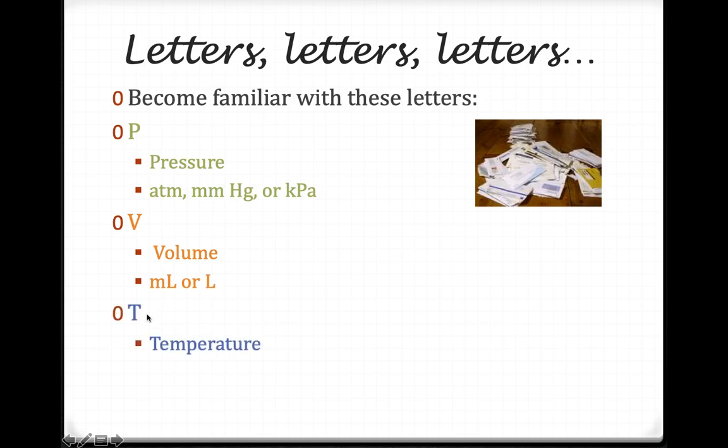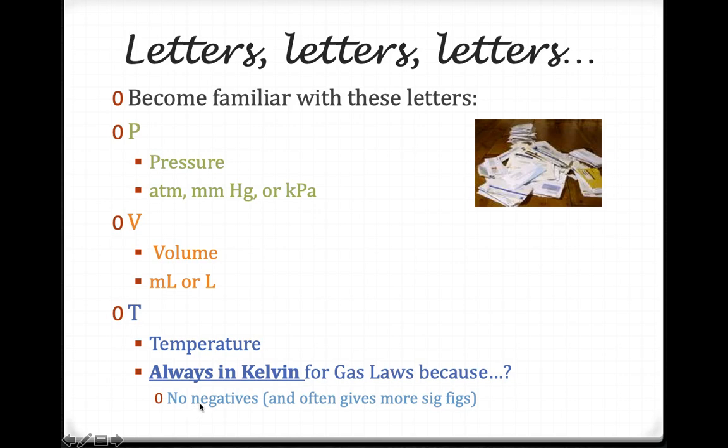And then capital T is temperature. Now, for gas laws, you do have to convert your temperature into Kelvin. And why is that? What do we know about Kelvin that maybe would be useful for math equations? Can you think of it? There are no negatives, remember, because you can't go slower than absolute zero. So you can't have a temperature in a negative range for Kelvin. Side benefit, it usually gives more sig figs also. But the point is that your temperature is probably going to be measured in Celsius for lab data, because we don't have Kelvin thermometers, at least not in our labs. So you'll have to convert the Celsius temperature into Kelvin for gas laws. So just be aware of that.